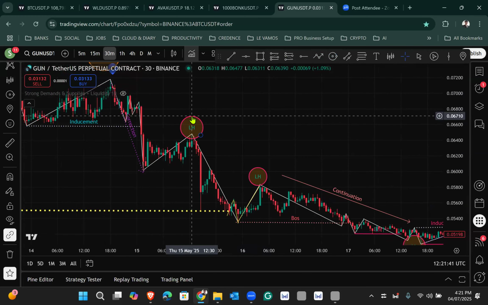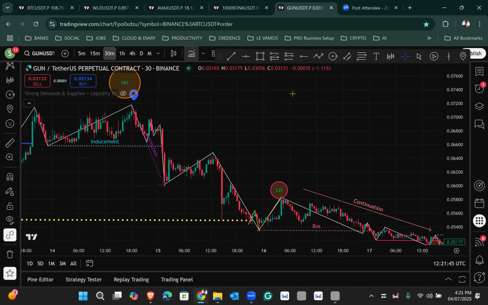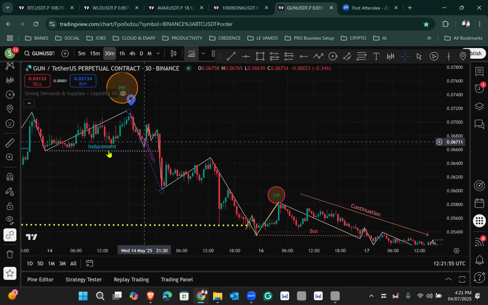So this I will remove. Exactly. So the higher high is ending here. That is the end of these symbols. And after that, this correction is correct. This inducement and this correction is correct.